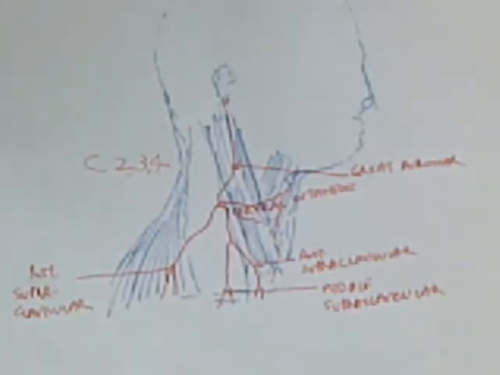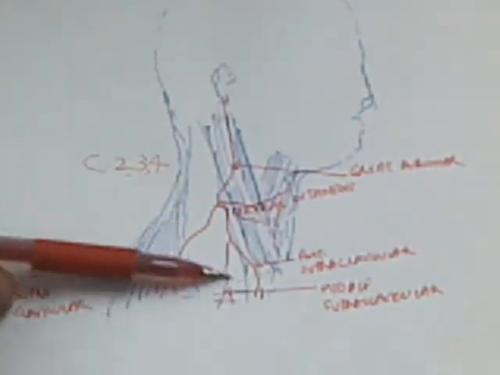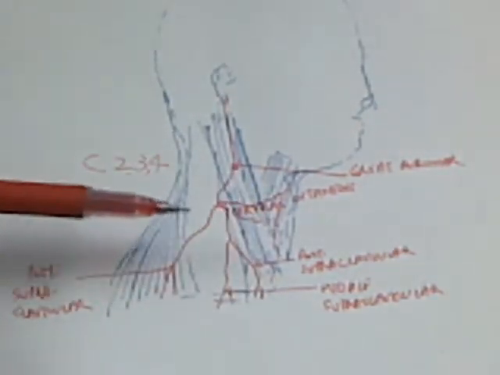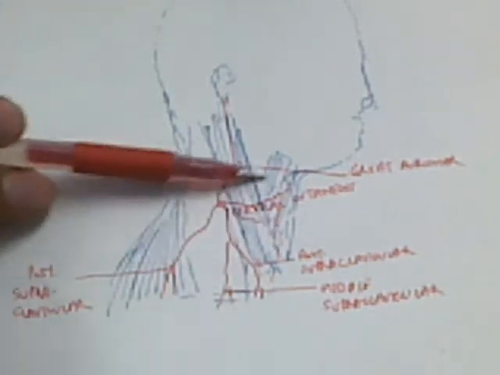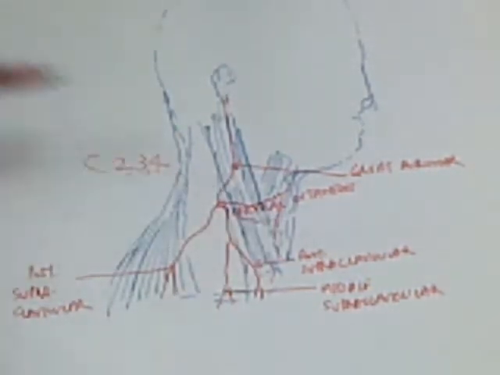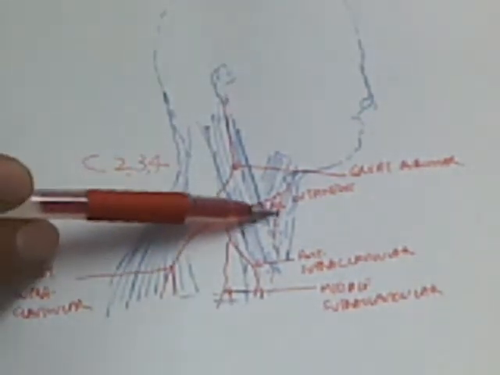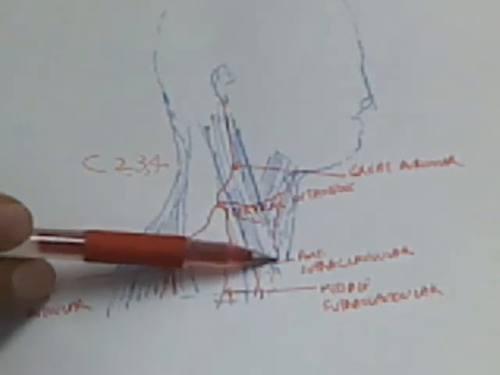The anterolateral part is supplied by anterior primary rami of four nerves. The first one is anterior cutaneous. This is shown here. So this is the anterior cutaneous.